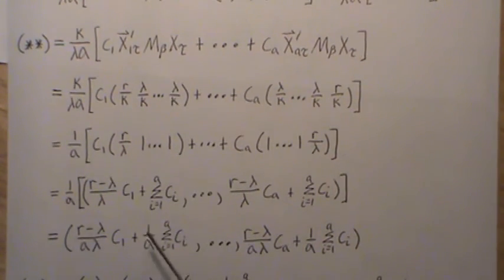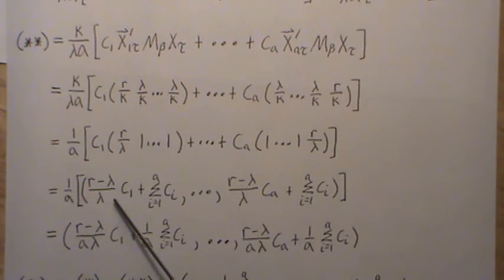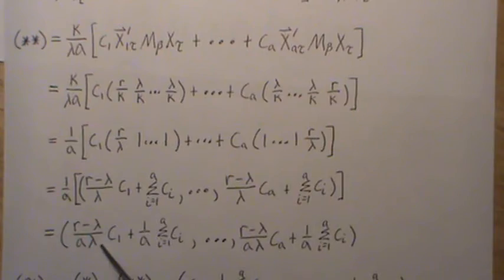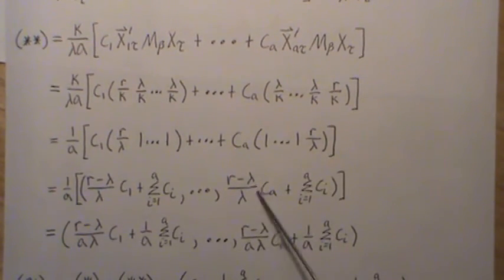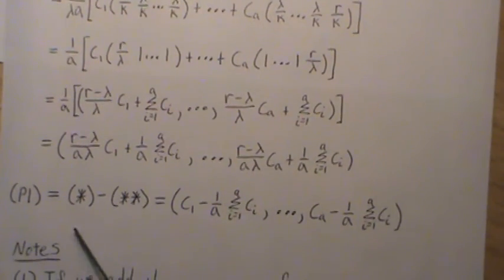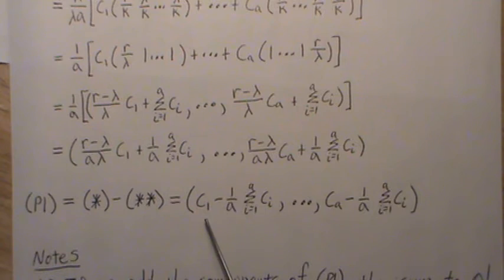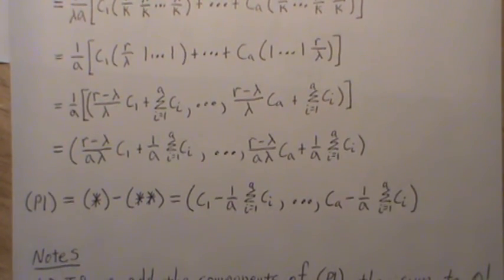Now when we add, we multiply the A into each component, and then we add components. So this component adds to this, and all the way down to the A-th component adds to this. Now we subtract these two quantities. And I'm going to let you do this on your own because the video is starting to run a little long. In the first component, we get C1 minus 1 over A times the sum of the C's. And all the way to the A-th component, we get CA minus 1 over A times the sum of those C's. And then we're finished.